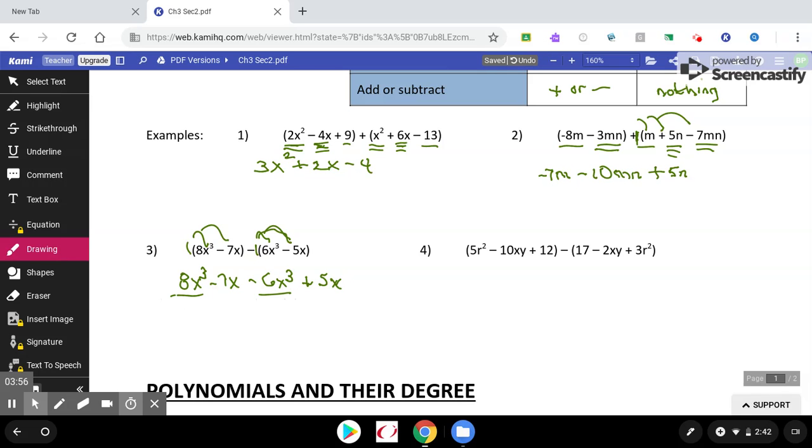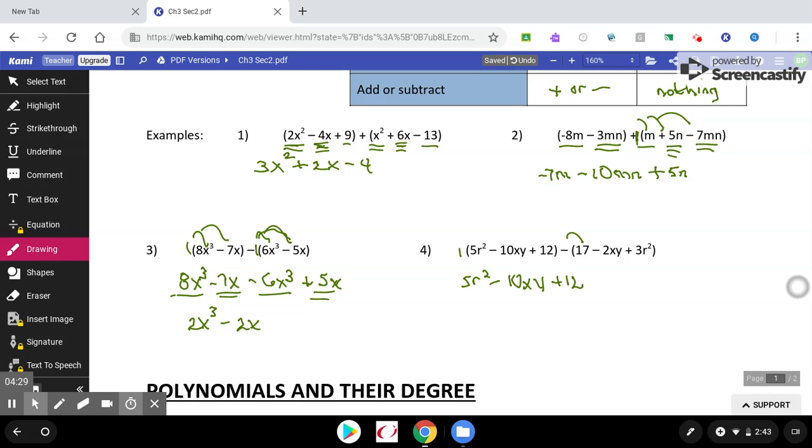8 of these guys minus 6 of those guys would be 2 of the same thing. Negative 7 of these, positive 5 of these would make negative 2 of those. So in other words, the variable part, the exponents, don't change. All right, so same thing here on number 4. If I were to distribute with a positive 1, nothing would happen. But I'm going to take the time to rewrite it anyway, just because the second one's going to change.